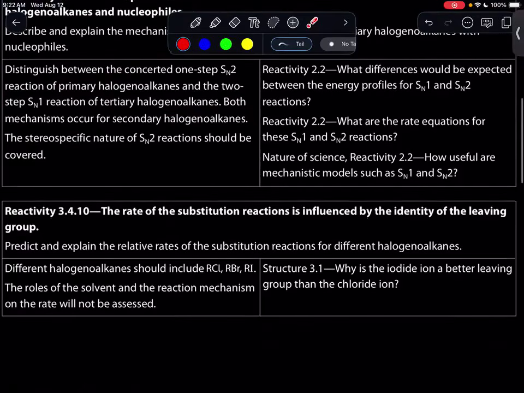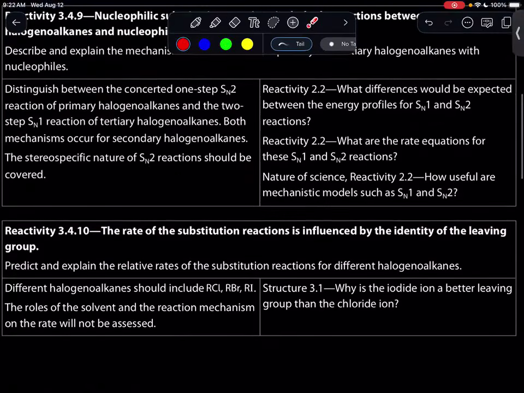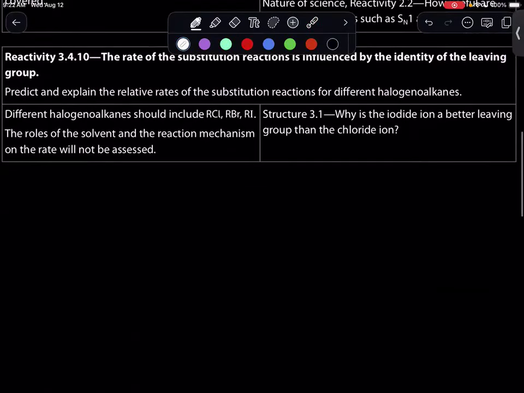Then we'll finish this with a very short discussion on the rate of substitution based on the identity of the leaving group. This is going to be overall quite a long video, but there are a lot of things to go through that all kind of work together to form one topic. So with that said, let's jump right in with what we already know because we looked at substitution with nucleophiles.